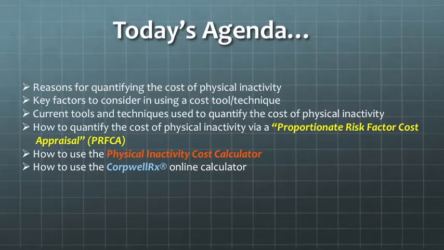I want to look at some ways, kind of like the who, what, where, when. Why are we looking at inactivity? What kind of tools are out there? What kind of techniques can be used by practitioners, people in the wellness field, whether you're a trainer, a wellness program director, a broker or a consultant, whatever role you have, if you have an audience and you want to look at a population to try to quantify the economic cost, the financial cost, today's focus is going to be on one technique and two tools, three modes.